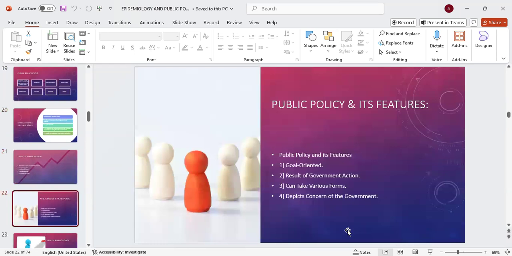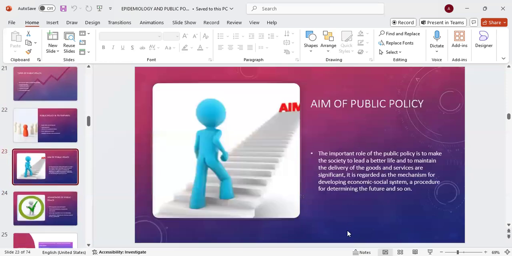Public policy and its features include: number one, goal oriented. Number two, result of government action. Number three, can take various forms. Number four, depicts the concern of the government. Aim of public policy.